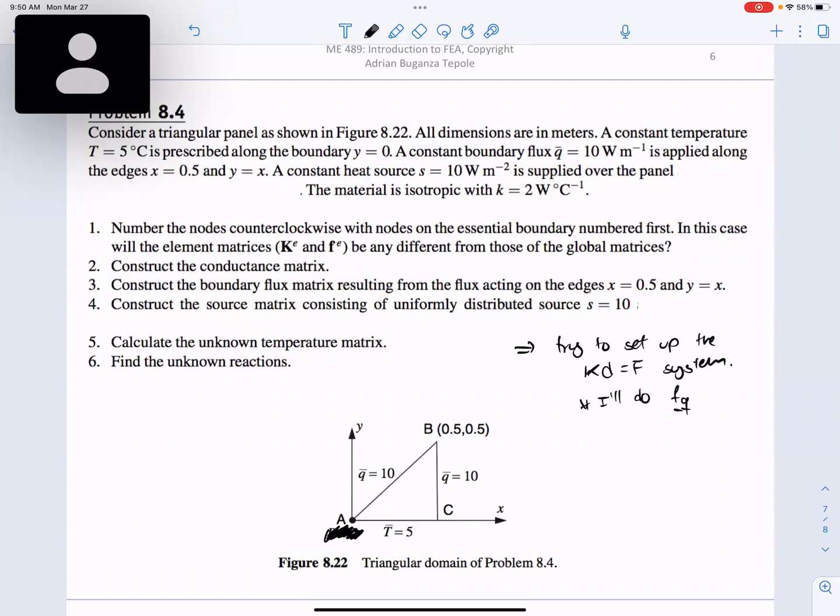But in order to get this K d = F, what do you need for every element? Right. So what is the stiffness matrix for the triangle? For what I did last time. It's right there. So that is the stiffness matrix.